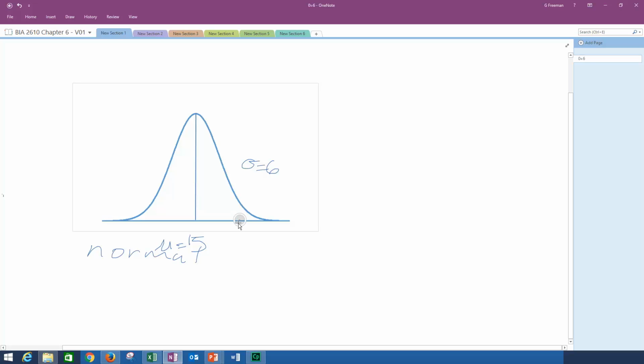So 20 is going to be out here someplace. It's to the right of 15. And we want to get the likelihood that it's more than 20. So we want to get this little part that's above 20 in here. Now the way that you do this with the normal distribution is you figure out what the standard normal value is. You take this 20 and convert it to a z value.